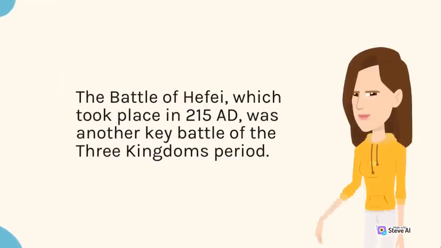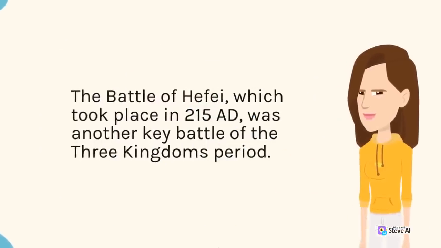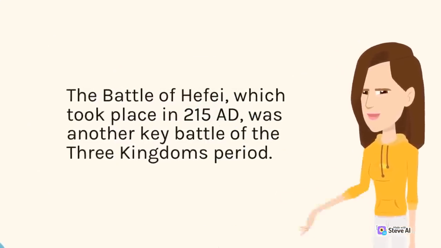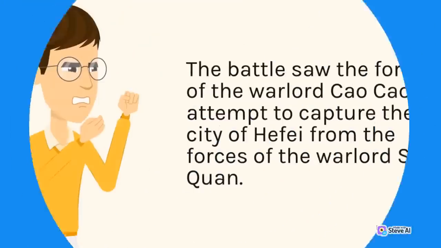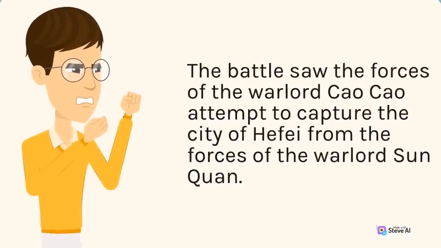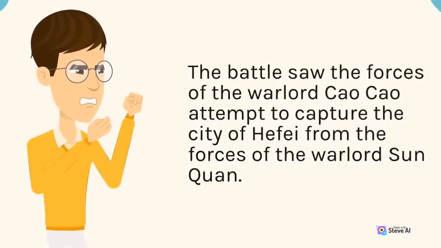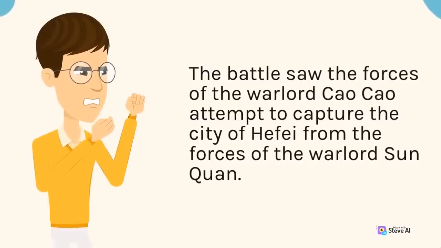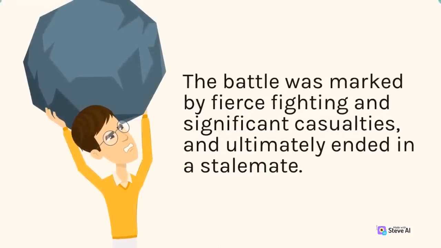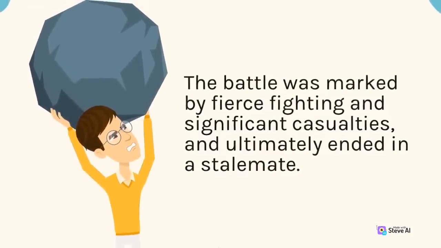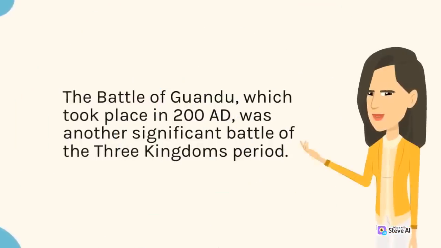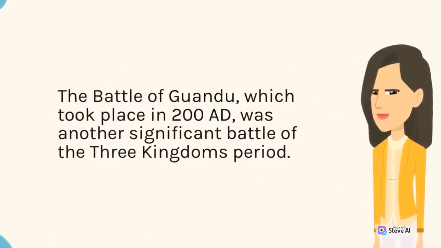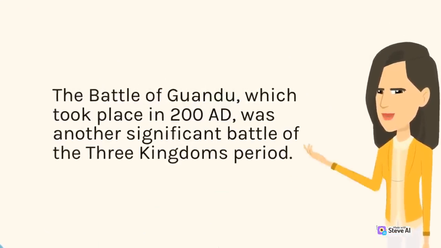The Battle of Hefei, which took place in 215 AD, was another key battle of the Three Kingdoms period. The battle saw the forces of the warlord Cao Cao attempt to capture the city of Hefei from the forces of the warlord Sun Quan. The battle was marked by fierce fighting and significant casualties, and ultimately ended in a stalemate. The Battle of Guandu, which took place in 200 AD, was another significant battle of the Three Kingdoms period.